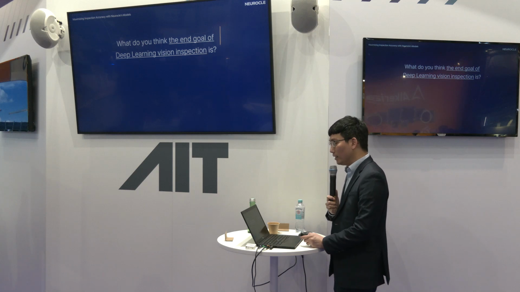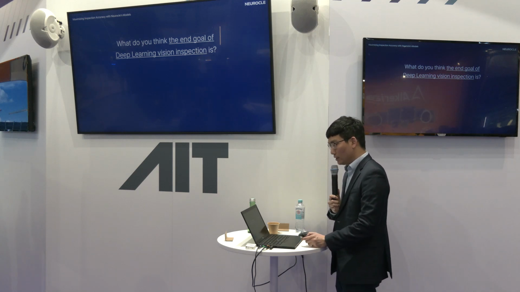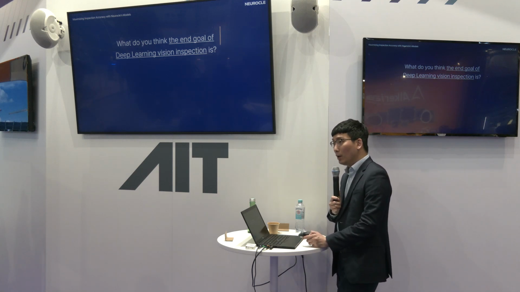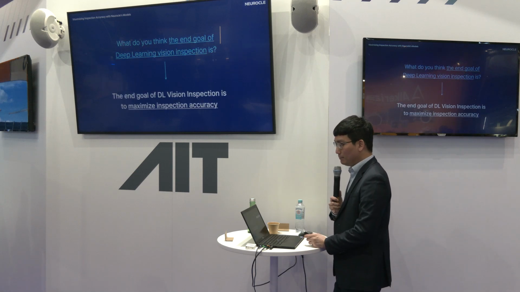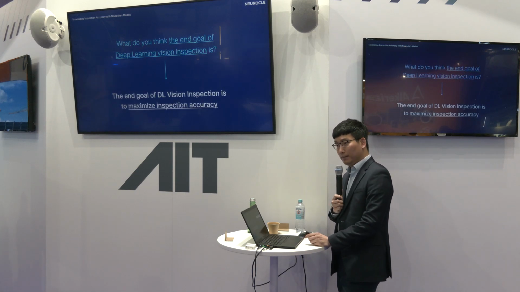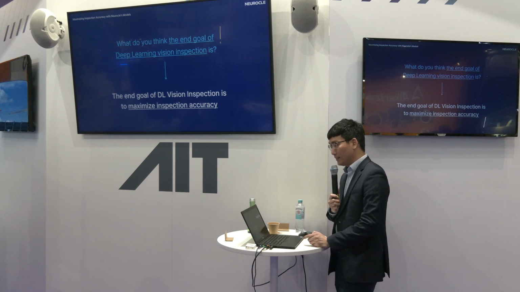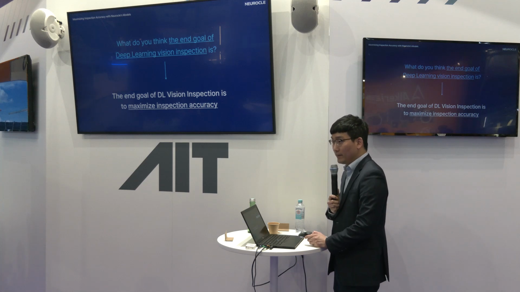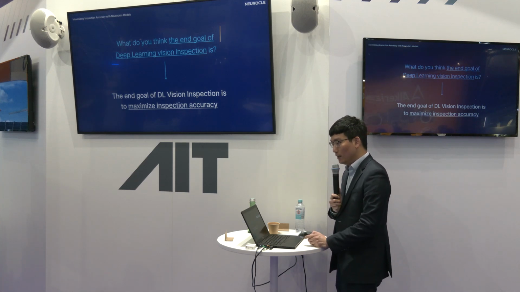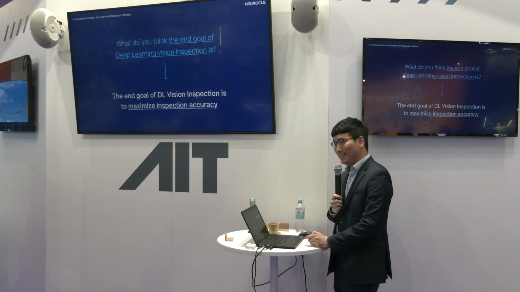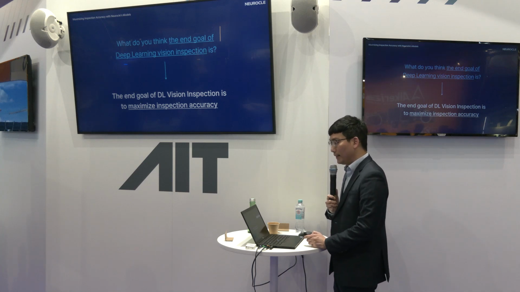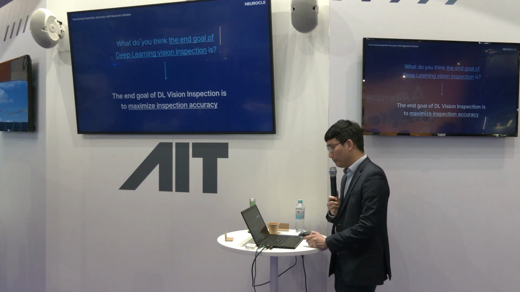Before we start, let me give you one question. What do you think is the end goal of deep learning vision inspection? We have to think about why we are using deep learning. It's very simple: we want to maximize the inspection accuracy. If we can maximize the accuracy with the conventional approach, we are going to go for it. But there are so many irregular defects, so that's why we are applying deep learning.